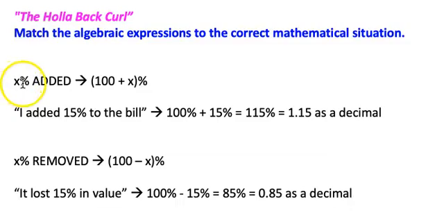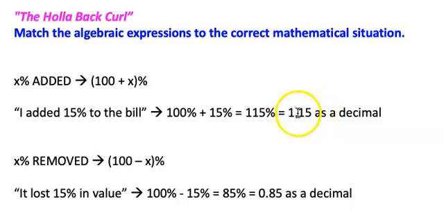Anytime you have some type of percent increase or a percent added, you take 100 and you add that percent increase. So here's an example. If you say I added 15% to the bill, you would take 100% plus 15%, which would make 115%. But as a decimal, it would look like 1.15.